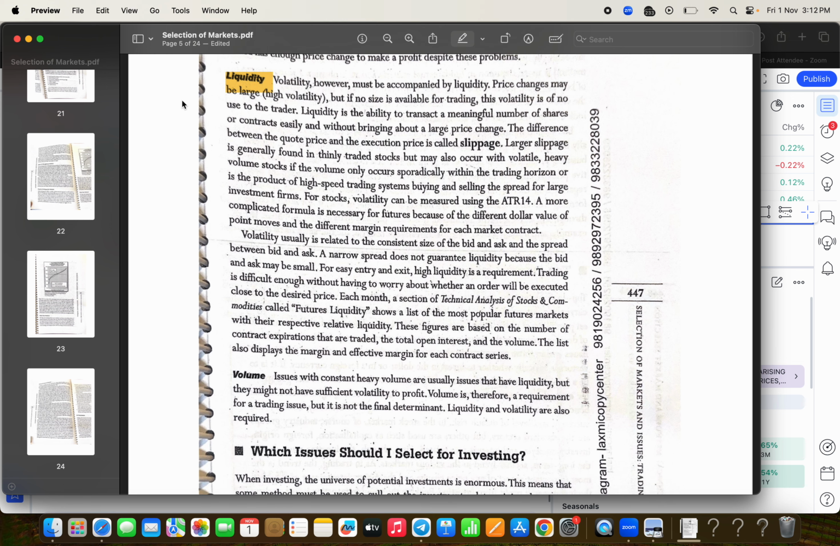Next, we come to liquidity. Now, liquidity is the presence of buyers and sellers, whether the buyers and sellers are present or they are not present.